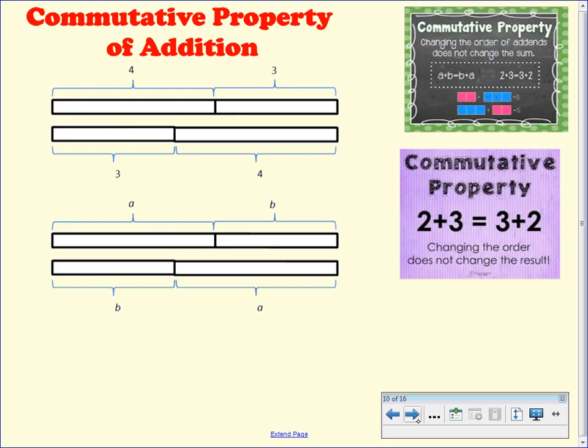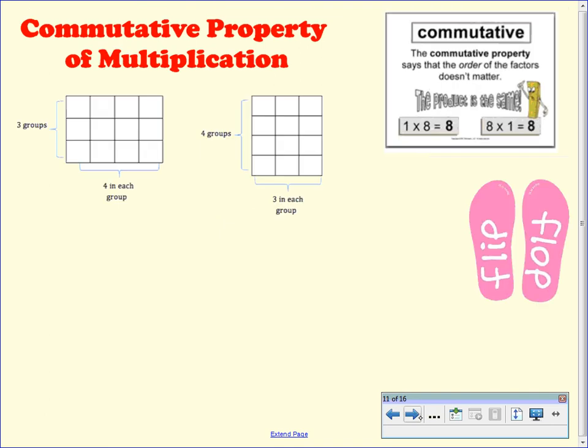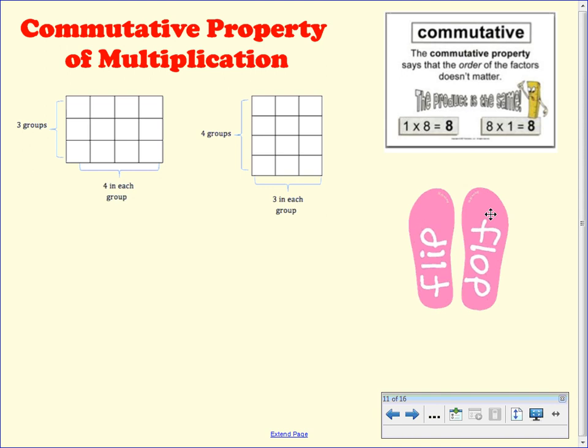You ready? Let's continue. So here's examples of the commutative property of addition. 4 plus 3 gives us the same total as 3 plus 4. A plus B gives us the same total as B plus A. So order doesn't matter when we're adding or multiplying. The same with multiplication. 3 groups of 4 is the same thing as 4 groups of 3. So those are both 12. You can call those the flip-flop. Commutative property is the flip-flop. Order doesn't matter.